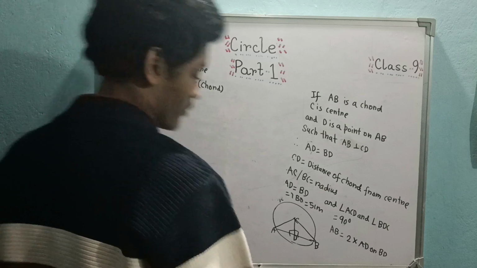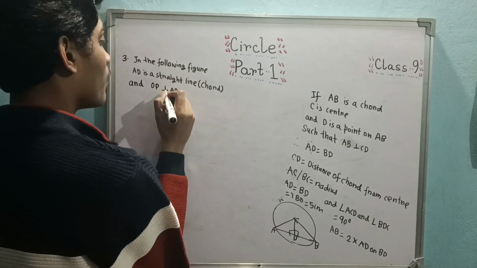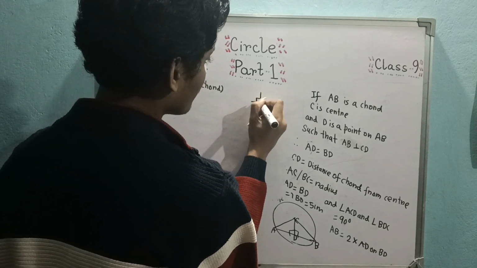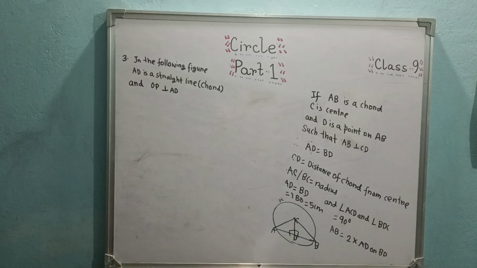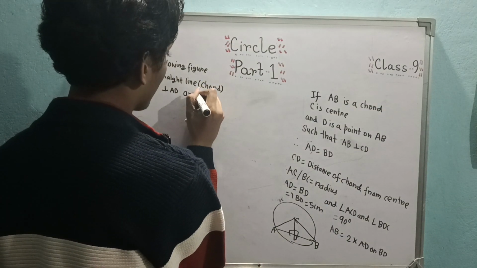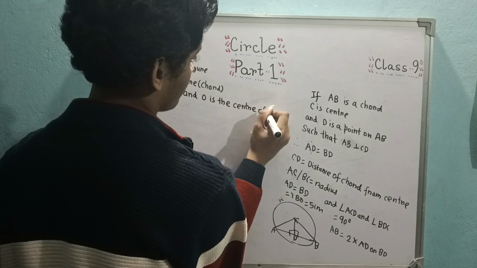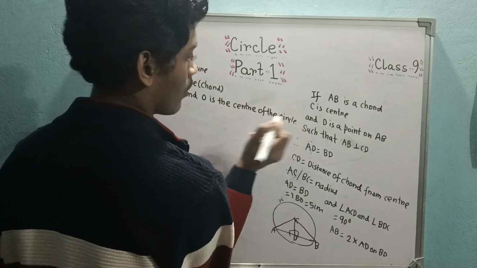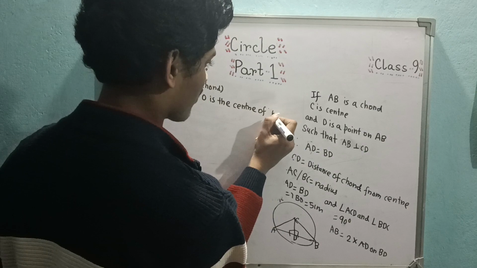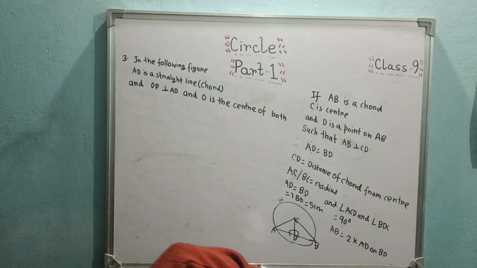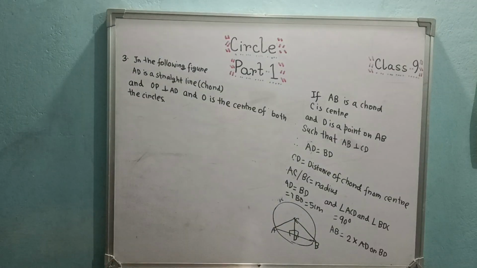And OP perpendicular to AD. See, perpendicular is everywhere. This perpendicular, you can just see two right angles. So its main function is to form two right angles actually. And O is the center of both the circles. Oh no, wait, of both the circles, what is this? This is going to be two circles. How can it be there? Let's see.